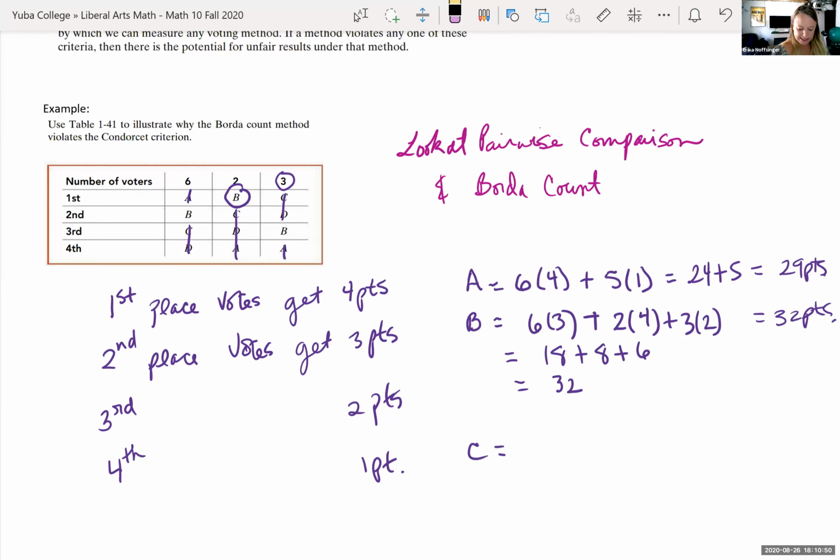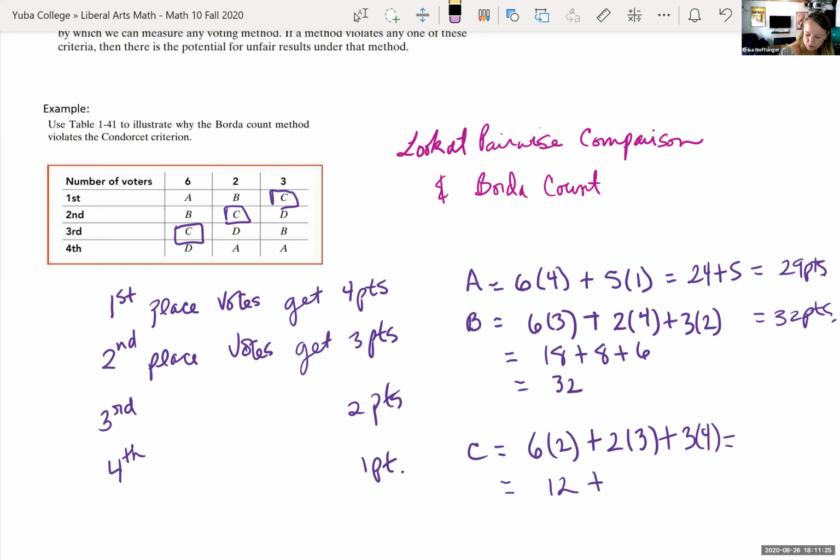So go through, just look at C. So C gets 6 votes for third place. So 6 times third place is worth 2 points. Plus, they got second place. 2 people said second place, which is 3 points. Plus 3 people said first place candidate, which is worth 4 points. So we got 6 times 2 is 12, plus 2 times 3 is 6, plus 3 times 4 is 12. 12 plus 12 is 24, plus 6 is 30. So they got 30 points altogether.